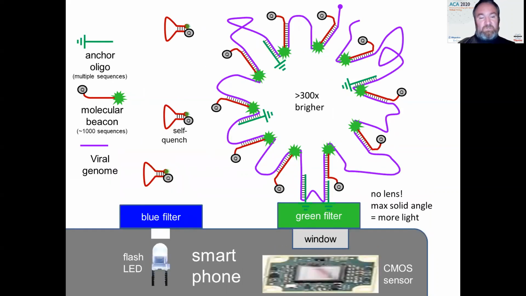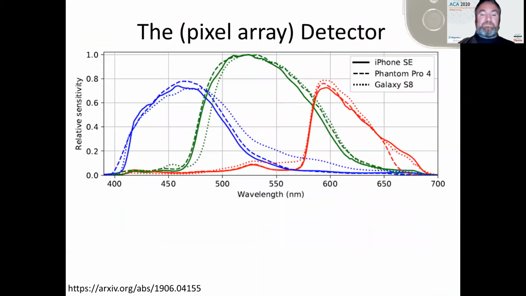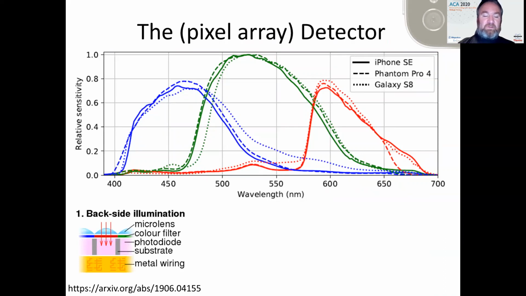The sample itself would be a molecular beacon this way, and this is my little drawing of the genome holding all this together. You could also use some of these annealing sites to attract the genomes to the surface of the glass. And because there's no lens, you're maximizing the solid angle of light that will go into the CMOS sensor. And there are papers, in fact, written about the spectral characteristics of these sensors. They're really quite remarkable things.